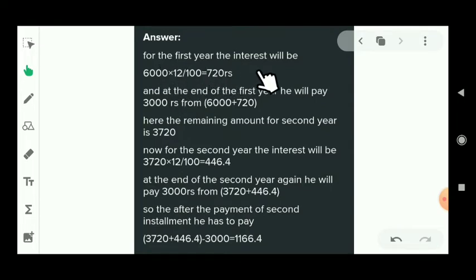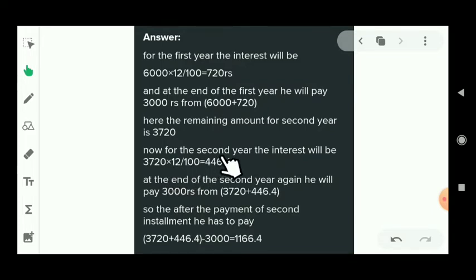For the first year, firstly we have to find the simple interest. It will be PRT upon 100, that means 6,000 multiplied by R's value, which is 12, and because we have to find the first year's installment, the year's value is 1, so there is no need to put the 1. 6,000 multiplied by 12 upon 100. So the interest will be 720 and we have to pay it to the bank. It will be 6,000 plus 720, because 720 is the interest for the first year. That means 6,720 will be paid in the first year.